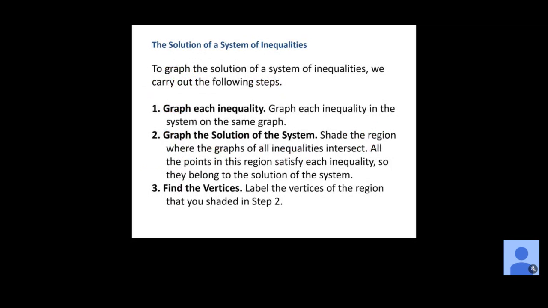Right, now a solution to a system of inequalities. So to graph a solution to a system of inequalities, we're going to do these 3 steps. Number 1, we're going to graph each inequality, right? Just like we did on example 1. Then we need to graph the solution of the system, which means we're going to shade the region where the graphs of all inequalities intersect. In other words, we're only looking at the overlap of whatever those regions are. So once we actually graph all these things together, we're only going to look at the overlapping region. That's going to be our solution then. And then the last step is we can find vertices, which are just the points of intersection of the boundary region that we're actually looking at that point.